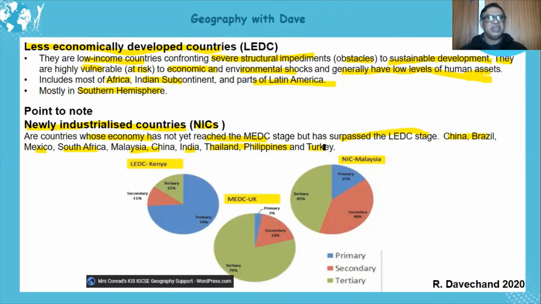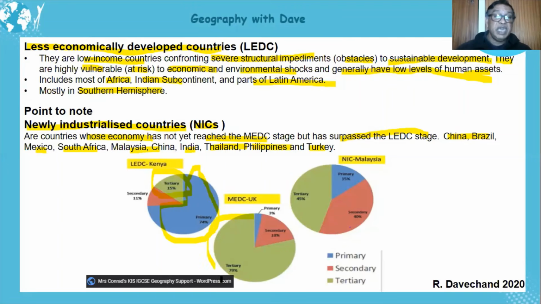Let's look at this, lads. Let's look at Kenya and the people employed. You'll notice most of them are employed in the primary sector, 74%. Tertiary sector, 15%. Can you see? So it's mostly dealing with extraction, raw materials, not much processing, etc., or technology to use. Okay, that's clearly an LEDC.